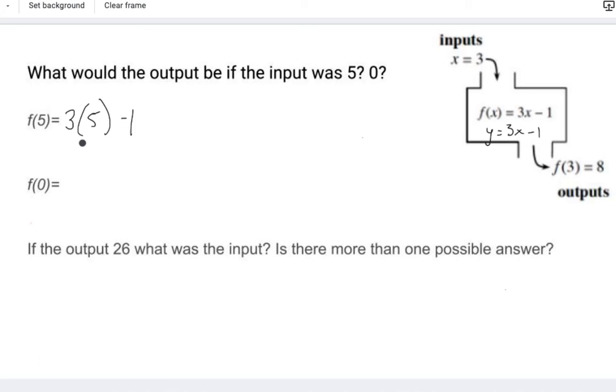So 3 times 5 is 15. Then 15 minus 1 is 14. So f of 5 equals 14. What if x was 0? f of 0. Again, this just means the y number when x is 0. So substitute it the same way, 3 times 0 minus 1. Multiply first, 3 times 0. Again, the zero property says anything times 0 is 0. So 0 minus 1, so f of 0 is negative 1.